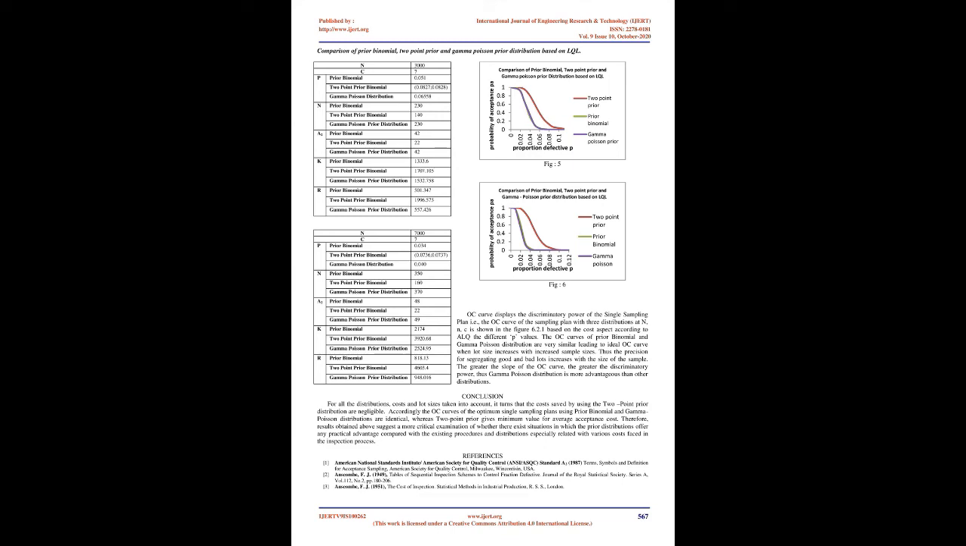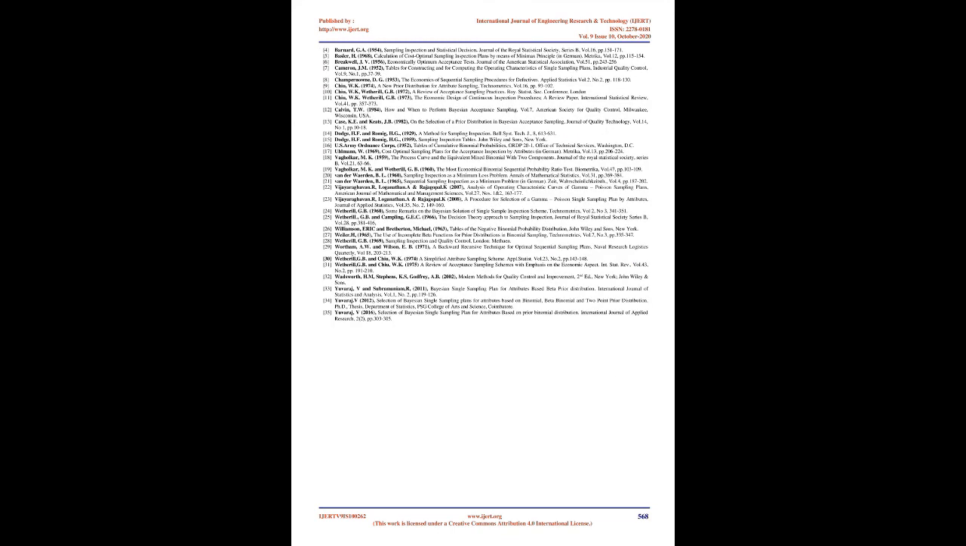The above table clearly indicates that, irrespective of the lot sizes, the average acceptance costs are minimum at c equals 7 in prior binomial distribution when compared to the 2-point prior binomial and Gamma-Poisson prior distribution. The optimum sample size n and the value of a2, the cost of handling the defective items in assembling and disassembling, are also very small in prior binomial distribution when compared to the 2-point prior binomial and Gamma-Poisson prior distribution.